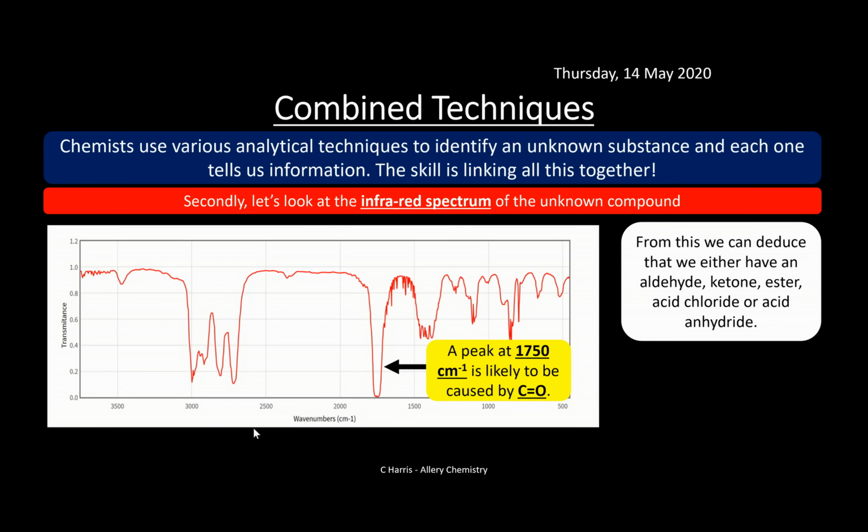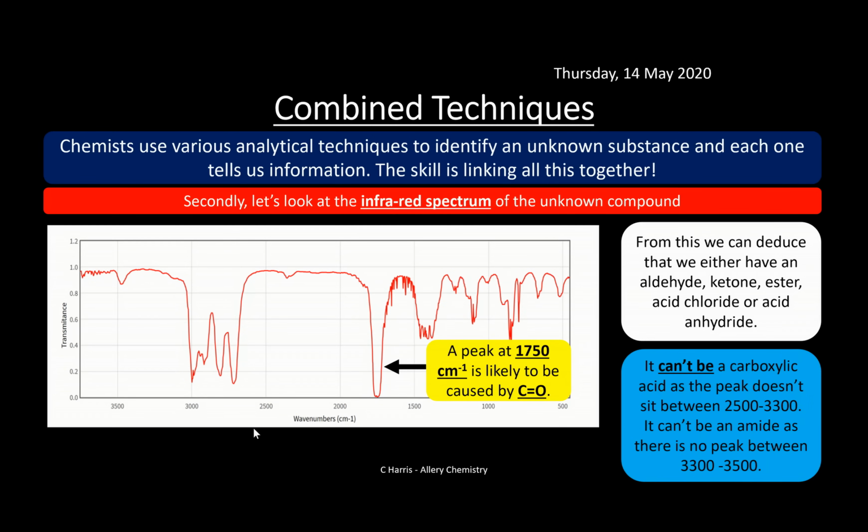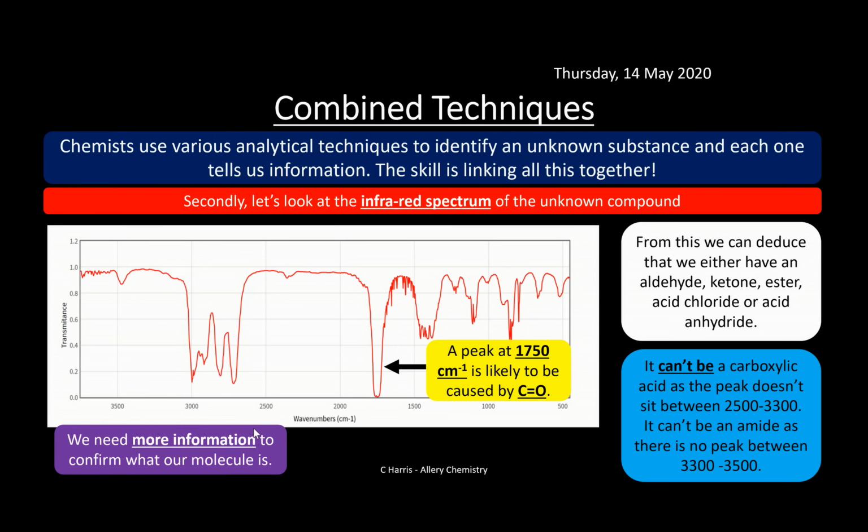So we haven't really narrowed it down, but at least we know there's a functional group in there that could be one of them. Now, it can't be a carboxylic acid, because the peak doesn't sit between 2,500 and 3,000, which is exactly where we'd expect to see a carboxylic acid peak. And it can't be an amide, as there's no peak between 3,300 and 3,500. So it can't be either of them. We've narrowed it down a little bit, but not a dramatic amount.